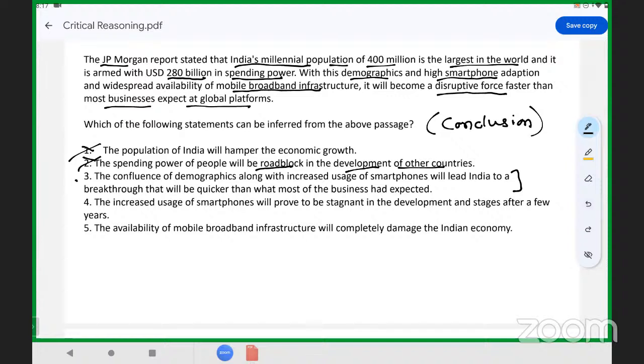Next, the increased usage of smartphones will prove to be stagnant in the development stages after a few years. So again, it is not something that we are looking for, and it is also not mentioned. The passage is completely about the positive sides of the population, that is the demographics and the smartphone adoption. So obviously, this will get cancelled out. The availability of mobile will completely damage the Indian economy. Again, it is not the right option. So the only correct option here is three.